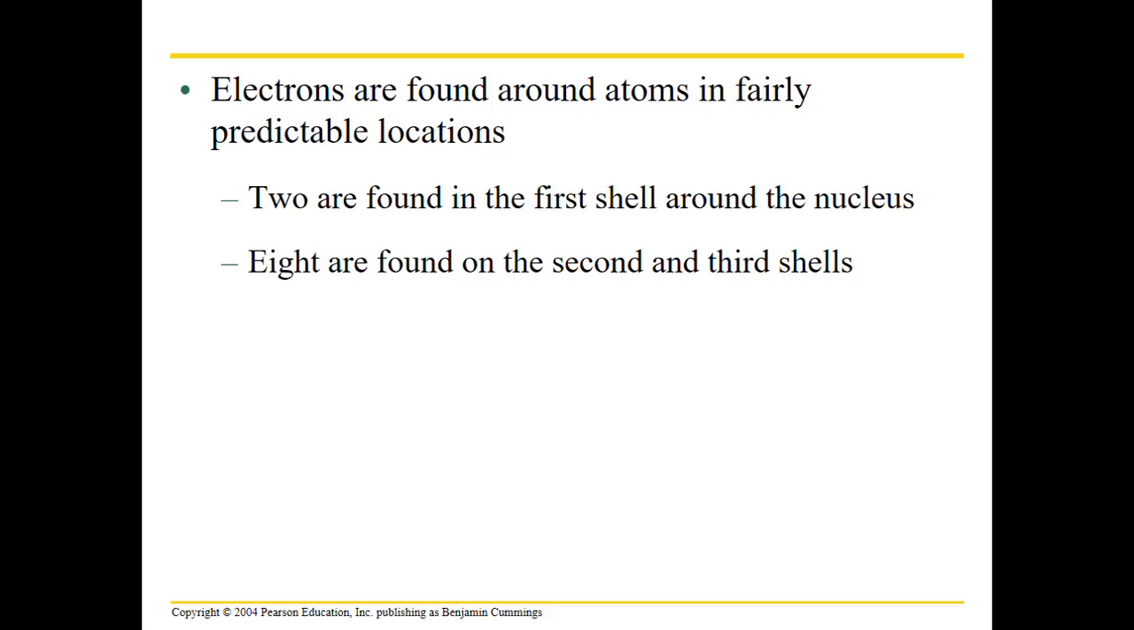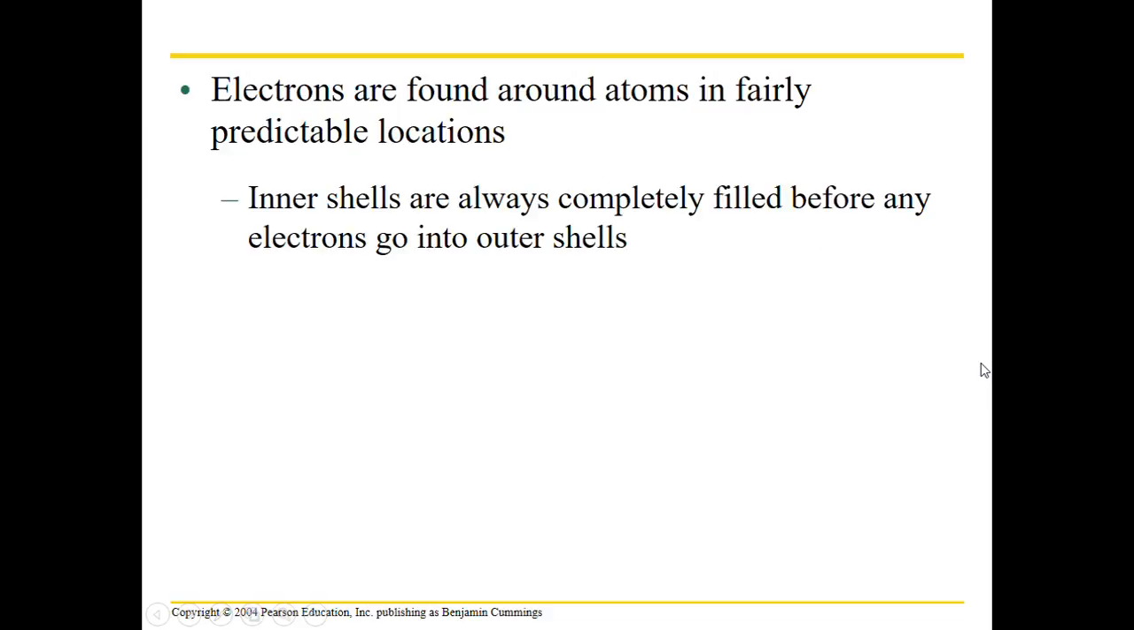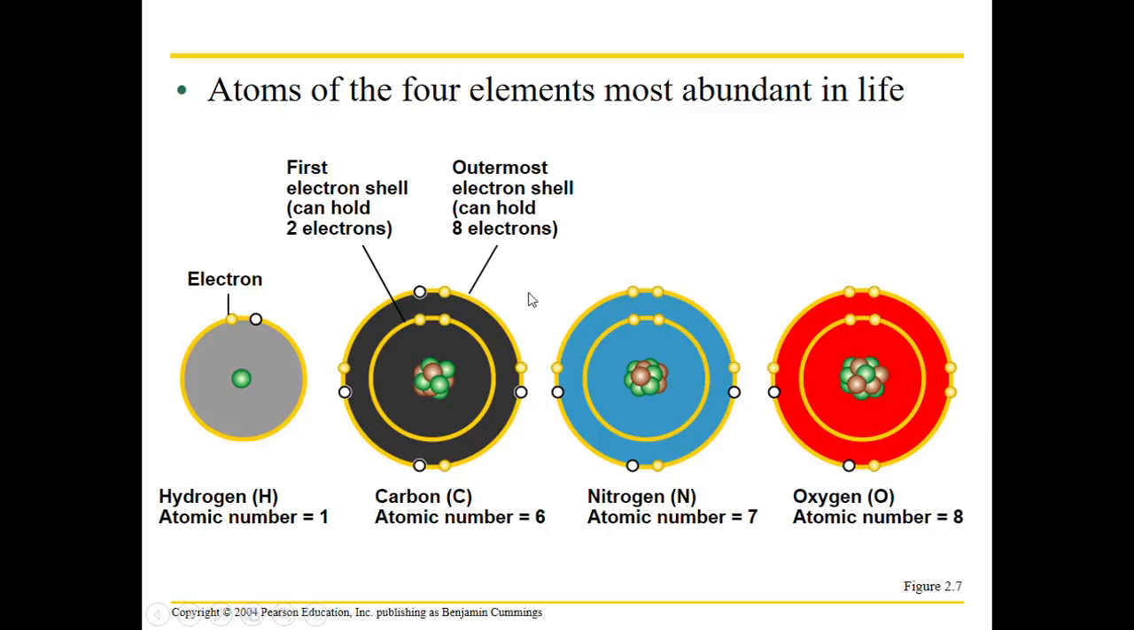Alright, so electrons, they're found around atoms predictably. So 2 will be in the first shell, and then 8 will be on the second and third shells. What does this mean? The best way to talk about it is just by showing you a picture. They're found in predictable locations. The inner shells are always completely filled first, and then we move on to the outer shells. So, here we go. Pictures. I like pictures.